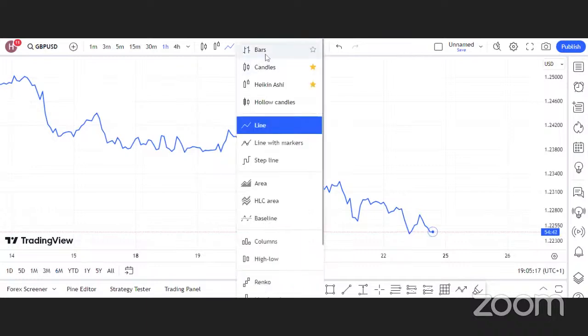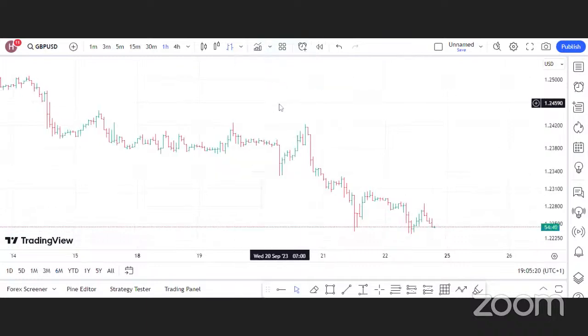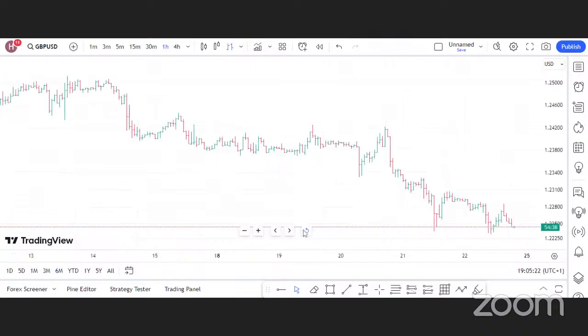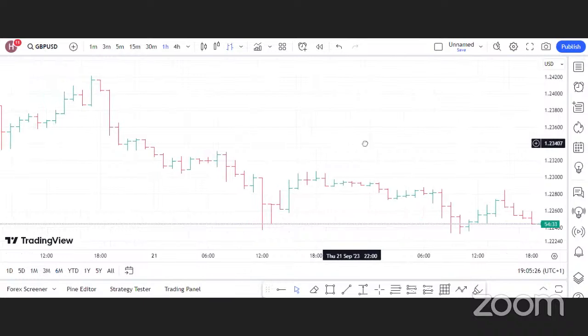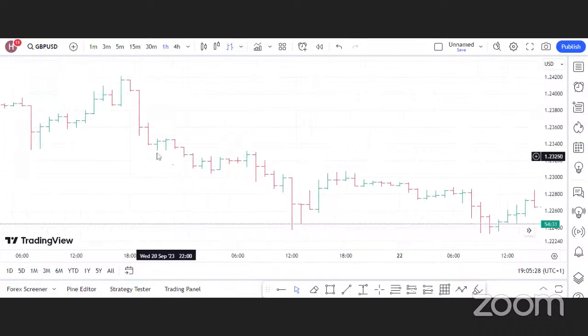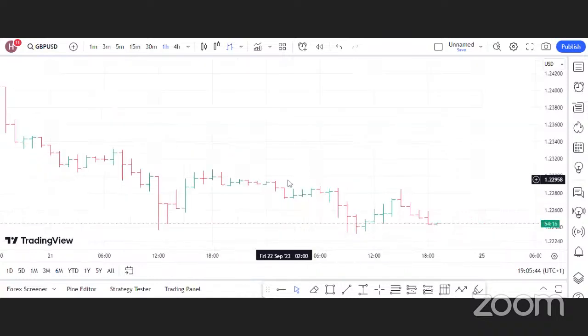And then secondly, we have the bar chart. Let me zoom in on this so that you can see this clearly. This is how the bar chart looks. The bar chart, on the other side, is not so common. It's not as common as the line chart and the candlestick chart. In fact, I haven't really seen anybody using the bar chart. So let's not talk too much about that.